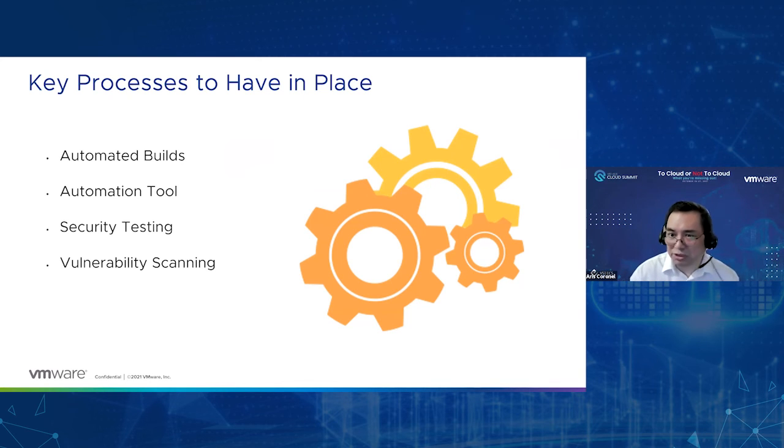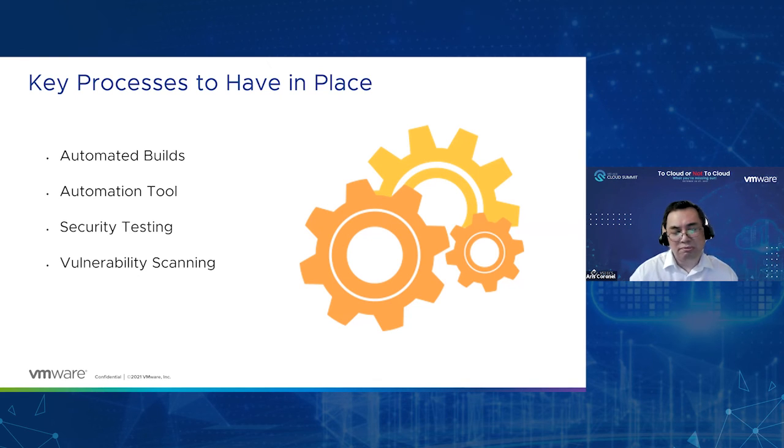We need to make sure that automation is in place so that the development teams can automatically build and push their code to the next environment. And then they need to have some sort of an automation tool, like Jenkins, for example, or open source Concourse in place. So we can integrate our DevSecOps process with their automated tool. And we should have some sort of security testing in place, as well as vulnerability scanning.